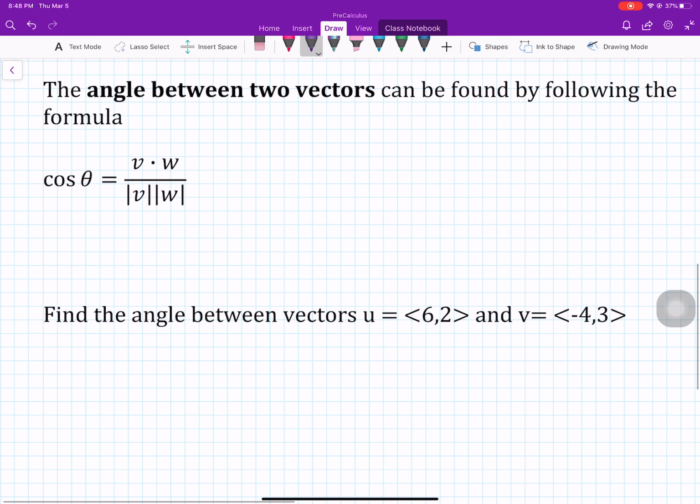The next thing, and the last thing I want to talk about, is finding the angle between two vectors. The angle between two vectors can be found by using the following formula. It involves a dot product. The cosine of theta equals v dot product with w, where v and w are just vectors, divided by the magnitude of v times the magnitude of w.